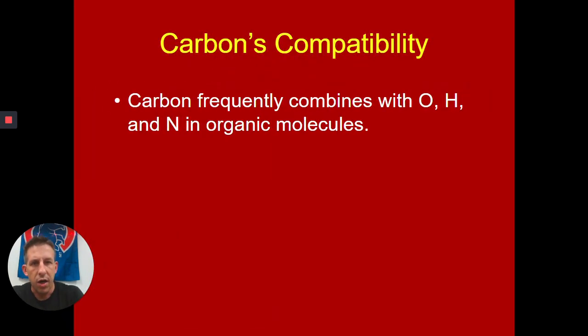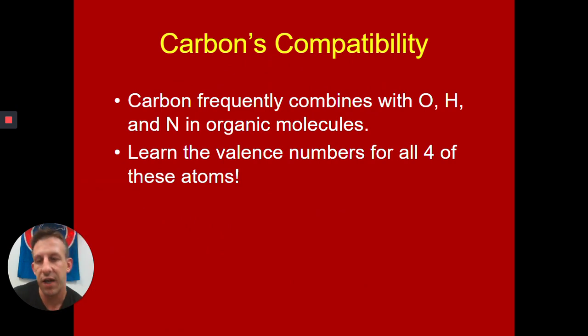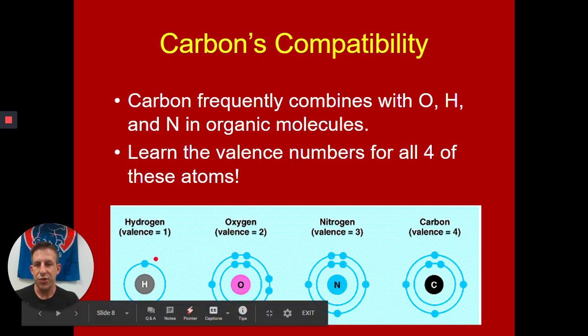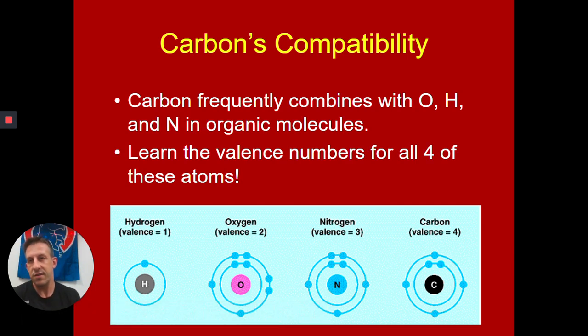Now, carbon's compatibility is something I've kind of talked on already for a couple of minutes in some of the other slides, but carbon frequently combines with oxygen, hydrogen, and nitrogen in organic molecules. And so I want you to learn the valence number for these electrons, because oftentimes you'll see them connected to a certain number of other atoms, okay? So for instance, we look at hydrogen here. Hydrogen will want to connect with one other thing. It likes to share its valence electron with one other thing to complete its shell.